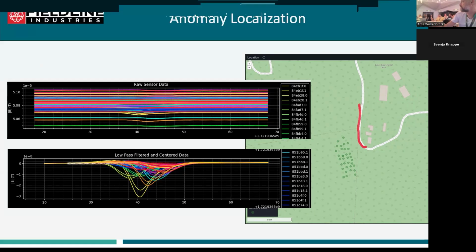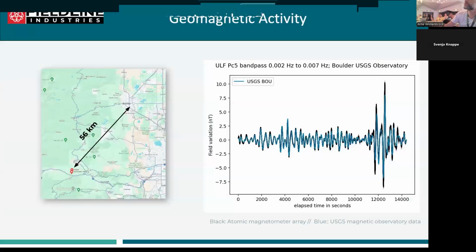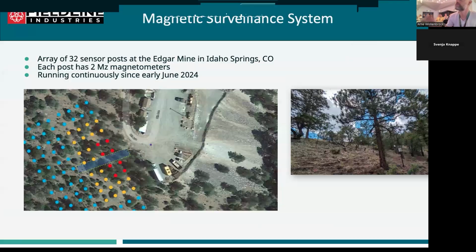How much area can we cover with this array sensor? In this case, the posts are maybe 50 meters from each other currently. Right now, we only have the yellow and red ones here. So yeah, maybe 2 soccer fields is what we have currently.